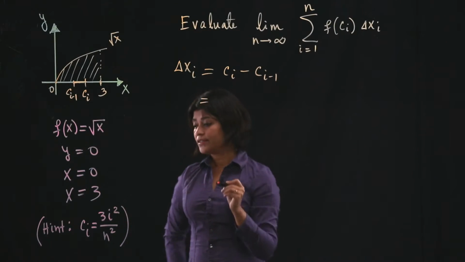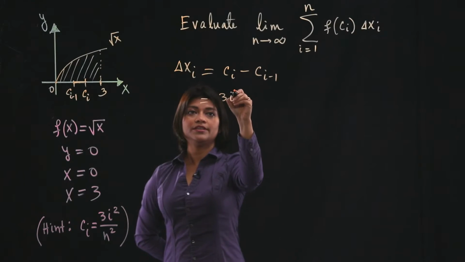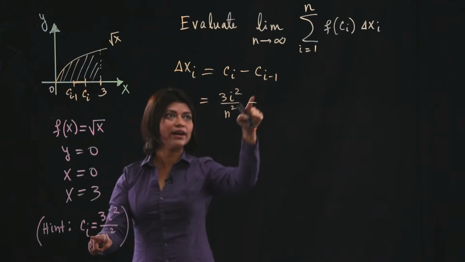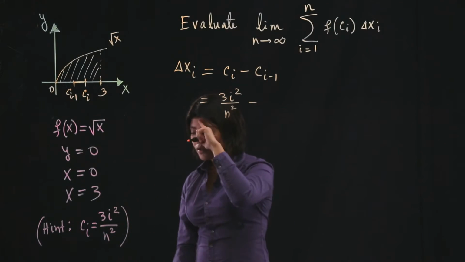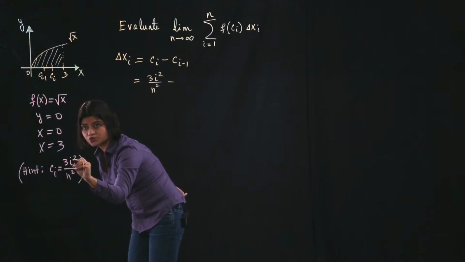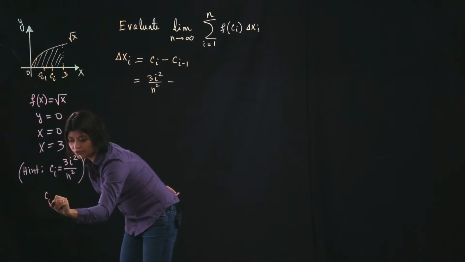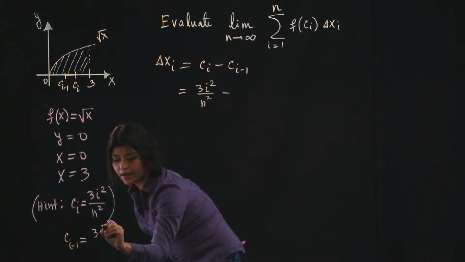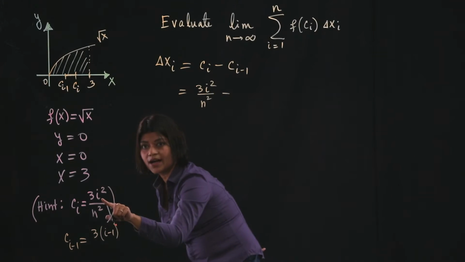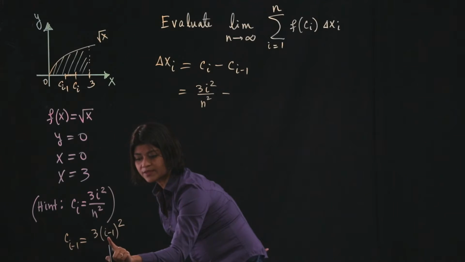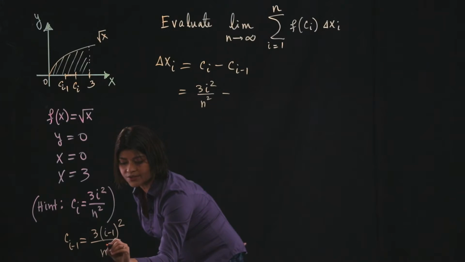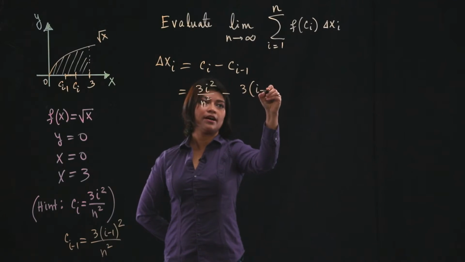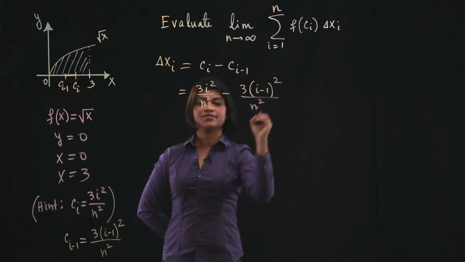ci is given to us: 3i squared over n squared. Using that, we have to figure out what is ci minus 1. Now note, ci is 3i squared over n squared. So when we plug in i minus 1 for i, all we have to do is plug in i minus 1 wherever there is an i. So it will be 3 times (i minus 1) squared over n squared. Okay, so let's plug that in here: 3 times (i minus 1) squared divided by n squared.